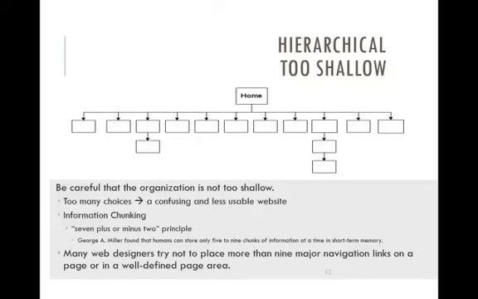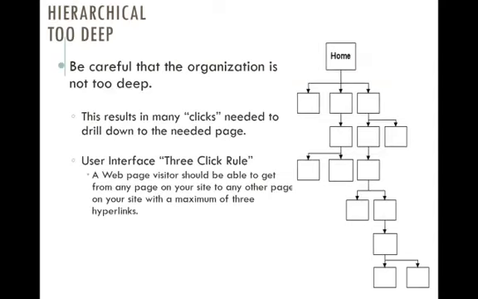So you want to make sure that you chunk your information. And what we do is we have what's called a 7 plus or minus 2 principle, because we have found that humans can only store 5 to 9 chunks of information at a time in short-term memory. So we try not to place any more than 9 major navigation links on a page or in a well-defined page area. You can also go too deep in your hierarchy, and this results in too many clicks needed to get down to the needed page.